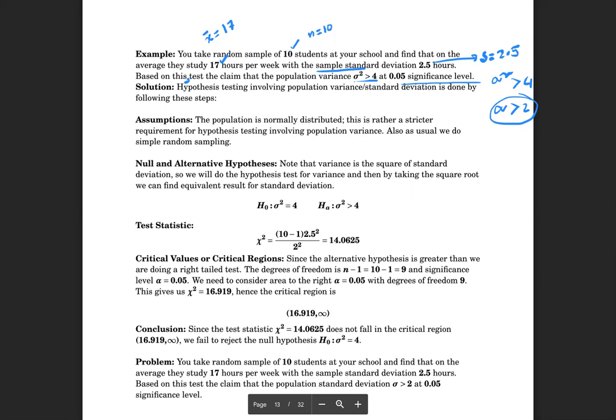Assumption: normally distributed, okay? As I said, you have to make sure that the population you're dealing with is bell-shaped. Null hypothesis is that sigma square is equal to 4. Alternative hypothesis is sigma square is greater than 4. Actually, you could put sigma square less than or equal to 4, okay? So sigma square is equal to 4, or less than or equal to 4, versus sigma square is greater than 4.